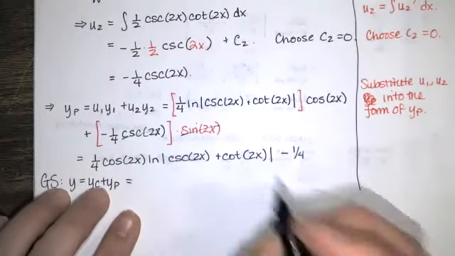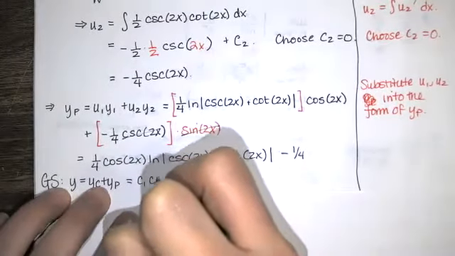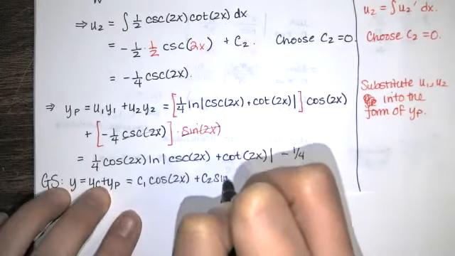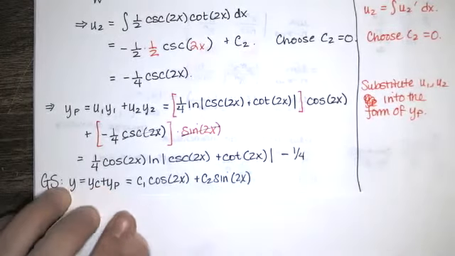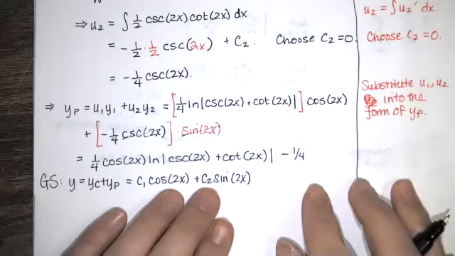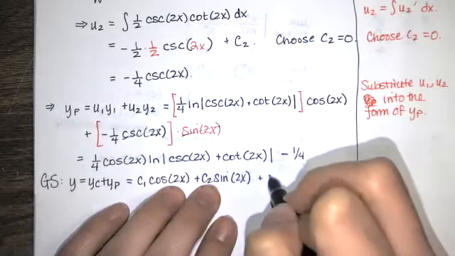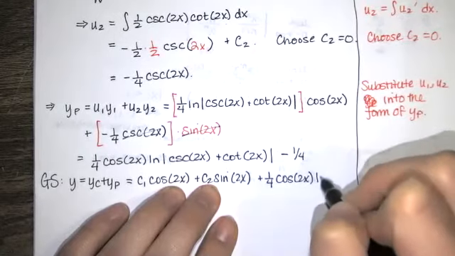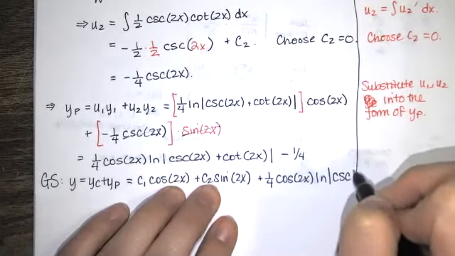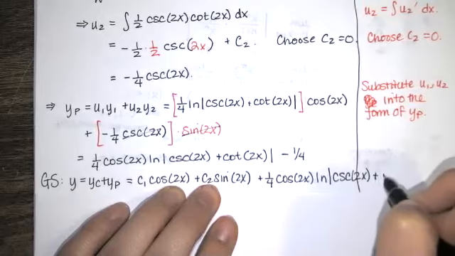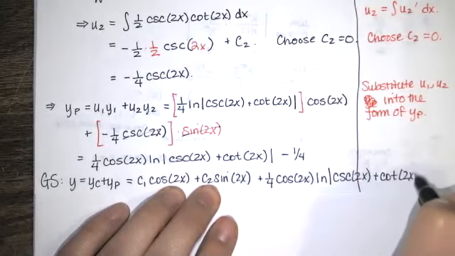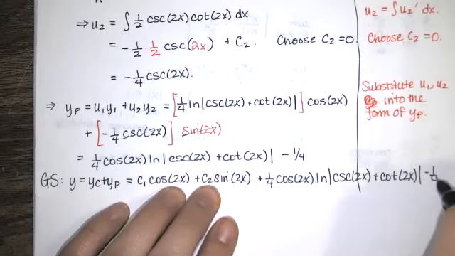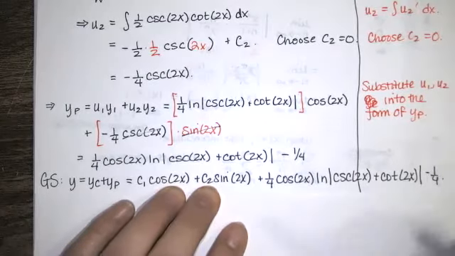And y sub c is equal to c1 cosine of 2x plus c2 sine of 2x. Then I'm adding y sub p to that to get the general solution. And then I've got 1/4 cosine of 2x times natural log of the absolute value of cosecant of 2x plus cotangent of 2x, minus 1/4. And that's my general solution.